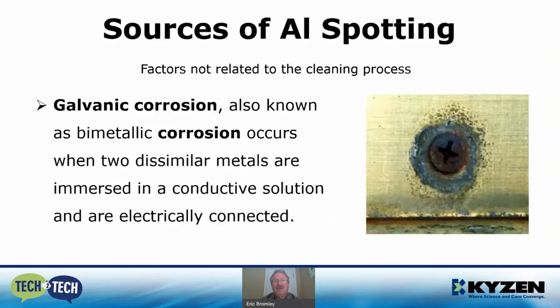Another source of spotting that's not really related to the cleaning process would be what's referred to as galvanic corrosion, also known as bimetallic corrosion. This occurs when two dissimilar metals are immersed in a conductive solution and are electrically connected. Basically, where the aluminum and the non-aluminum part meet, there's a small current there, and it increases the corrosion and spotting. These are pictures of a worst case scenario, but I think it does represent what you could be looking at.